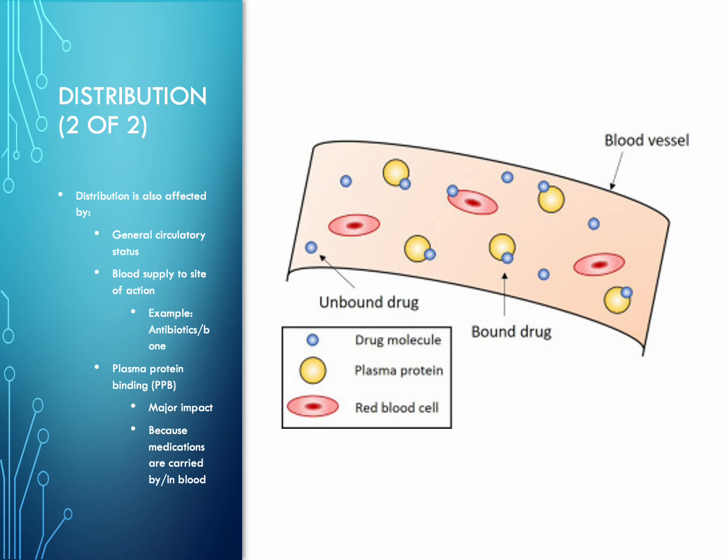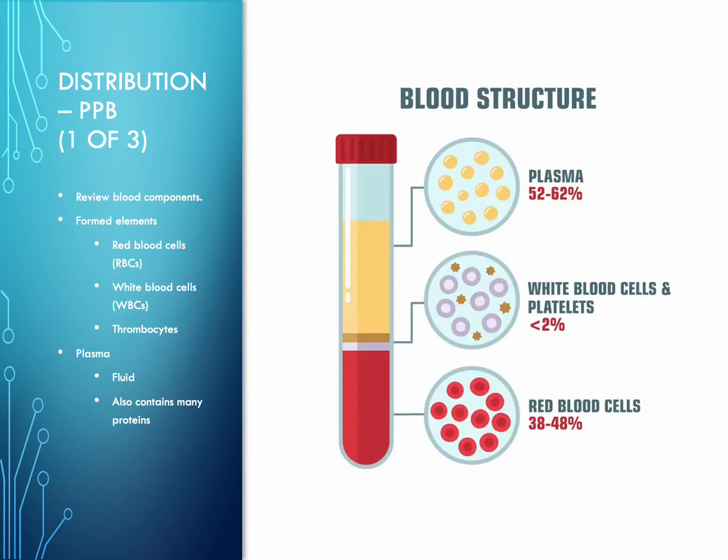carried by the blood, right? Remember, plasma is the liquid portion of blood, and it contains these amazing proteins. So just a quick review of blood structure. Blood is made up of formed elements and plasma. The formed elements are cells. So we have red blood cells, white blood cells, and thrombocytes. You might have heard them called platelets. And then the rest of it is the plasma. And that is the liquid part of the blood. And like I said, it has a bunch of proteins in there.